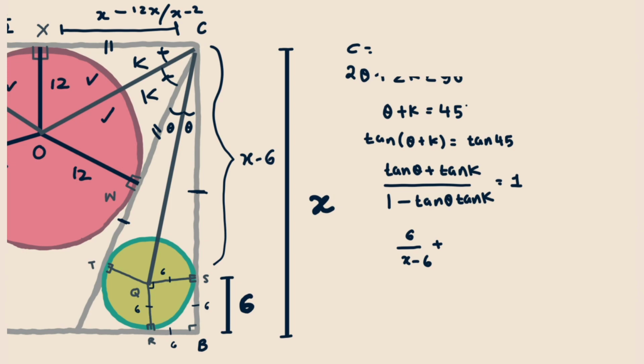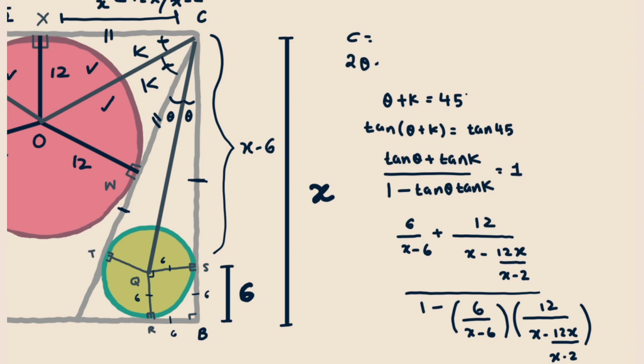So we can get its value from this right angle triangle. It contains the angle k. Perpendicular is having a length 12 and base is xC, and it is equal to x minus 12 times x upon x minus 2. Therefore, from this right angle triangle, the value of tan k is going to be equal to 12 upon x minus 12 times x upon x minus 2, divided by 1 minus 6 upon x minus 6 into 12 upon x minus 12 times x upon x minus 2, and this thing is equal to 1.